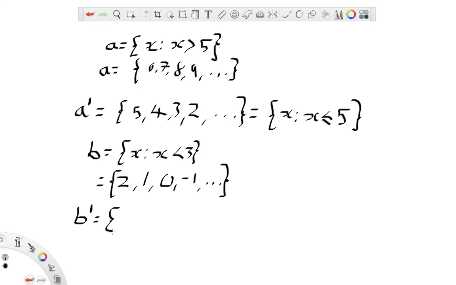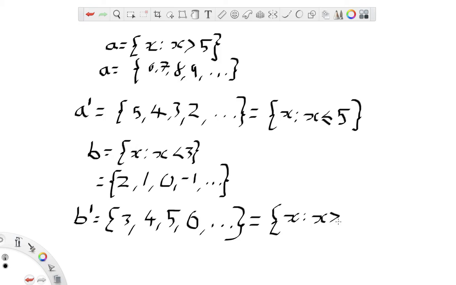Well, what haven't we got in B? Well, we haven't got 3, 4, 5, 6, and so on. So what is that set now? Well, it's the set X such that X is greater than or equal to 3.